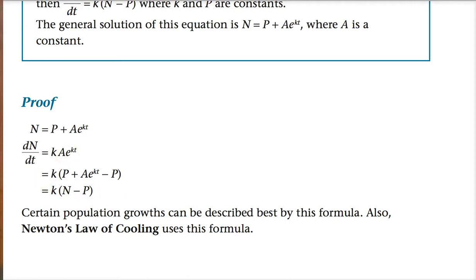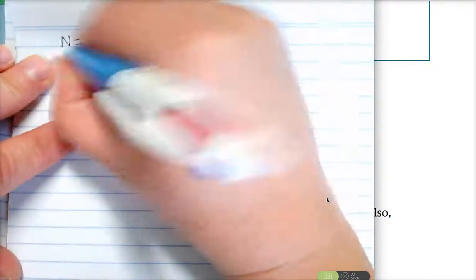Okay, so the proof is here. Here is our formula, n equals p plus ae to the kt. dn/dt: p is a constant, so you get 0. If you differentiate ae to the kt, a is a constant, it stays there. Do you want me to come to my sheet, actually, or not? I think I will. I'll go to the sheet. n equals p plus ae to the kt. I'm just going to put my sheet up for a sec, just so that it's missing a line.